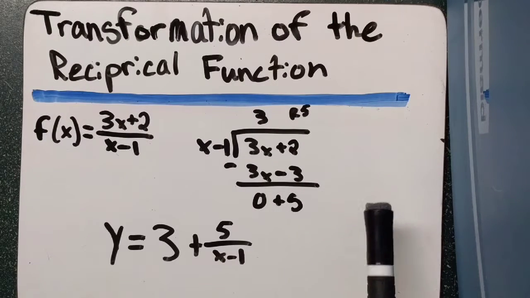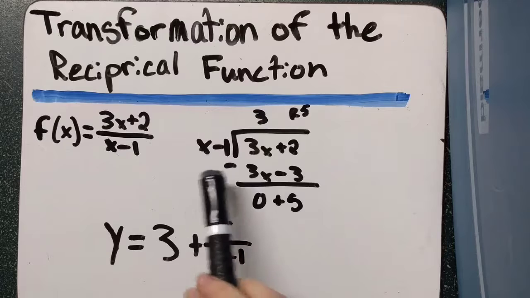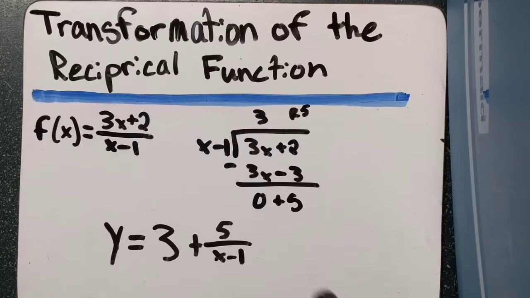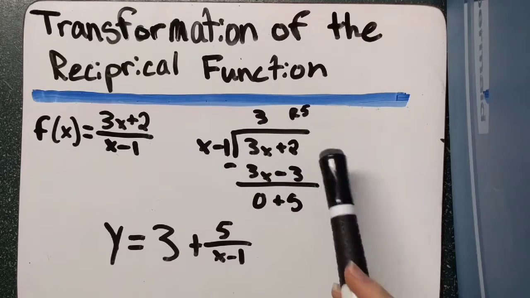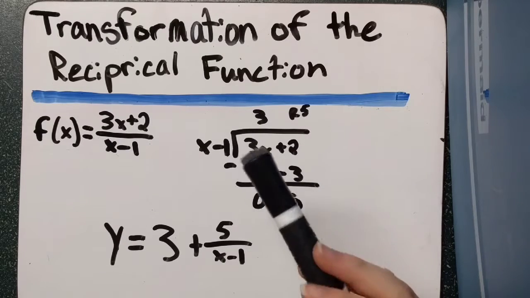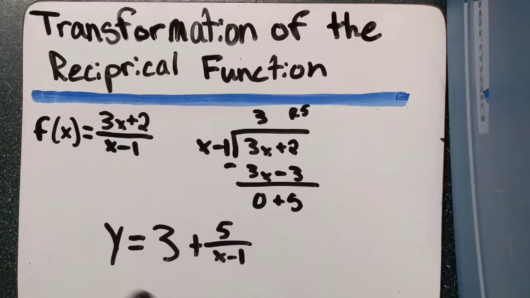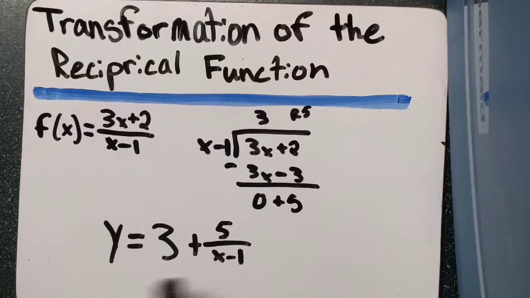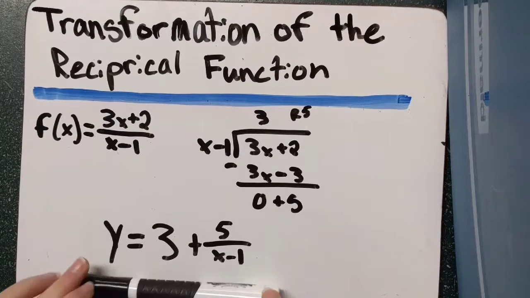First we start with division. So 3x + 2 divided by x − 1. x − 1 goes into 3x + 2 three times with a remainder of 5, which is shown here. So now we put y = 3 plus 5, which is our remainder, over x − 1, which is our original denominator. So y = 3 + 5/(x − 1) is the transformation of the reciprocal function for this.